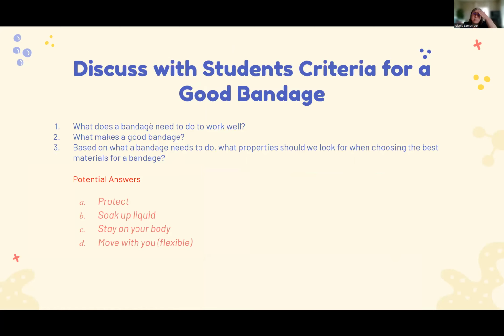Okay, so then discuss with students, and then you could document this or put this on an anchor chart. What does a good bandage need to work well? What makes a good bandage? Based on what a bandage needs to do, right? Like it needs to cover a cut, protect it. Sometimes we bleed, so it needs to absorb liquid. What's the best material? So some potential answers could be protect, soak up liquid, stay on your body, move and be flexible with you. That's where the can-be-shaped comes in.